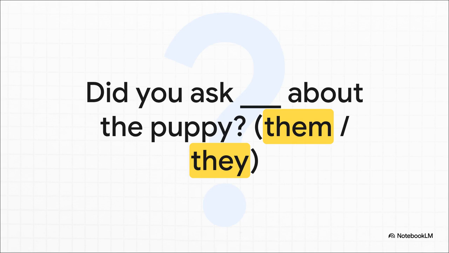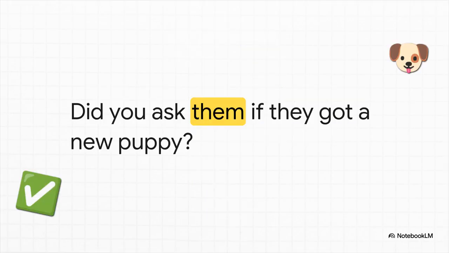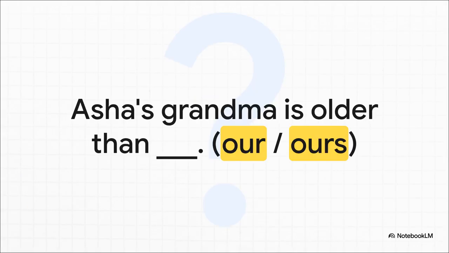Take a second and think about what belongs right after the action word, ask. Did you ask blank if they got a new puppy? Are we putting the object pronoun them here or the subject pronoun they? And the answer is them. Once again, the object pronoun them is the right choice because it's coming directly after our verb ask. You're the one doing the asking, so them is the receiver of your question. You guys are doing awesome.